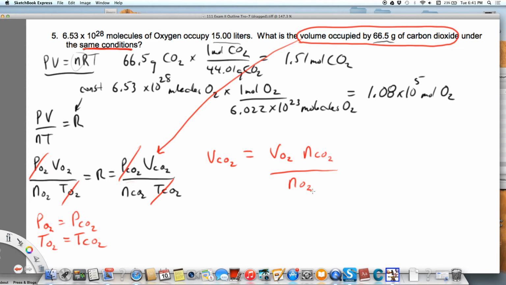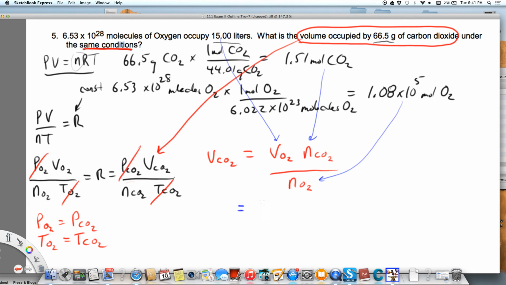Now, do we know all of this? And the answer is yes, we do. We know the moles of CO2, we know the moles of O2, and we know the volume of O2. Obviously, the volume is changing in this case because that's what we're looking for.